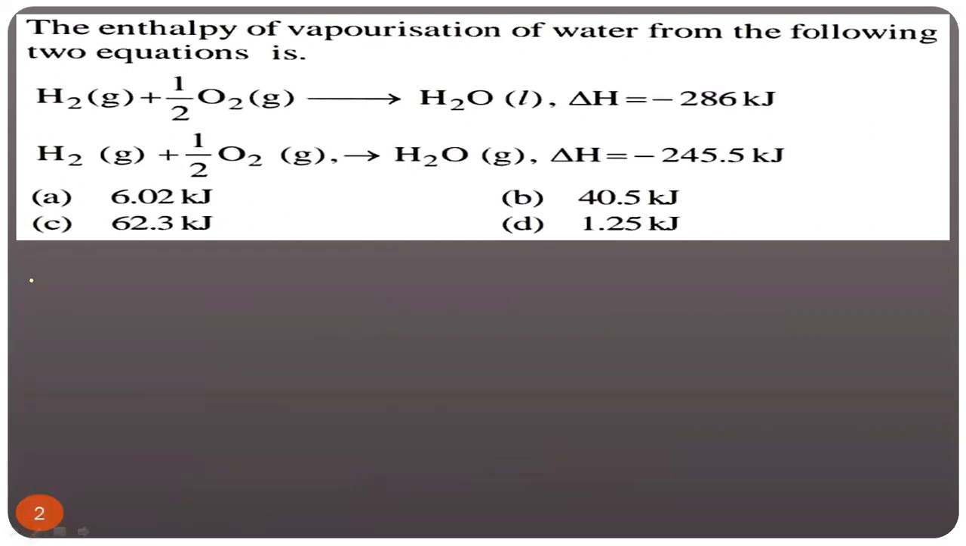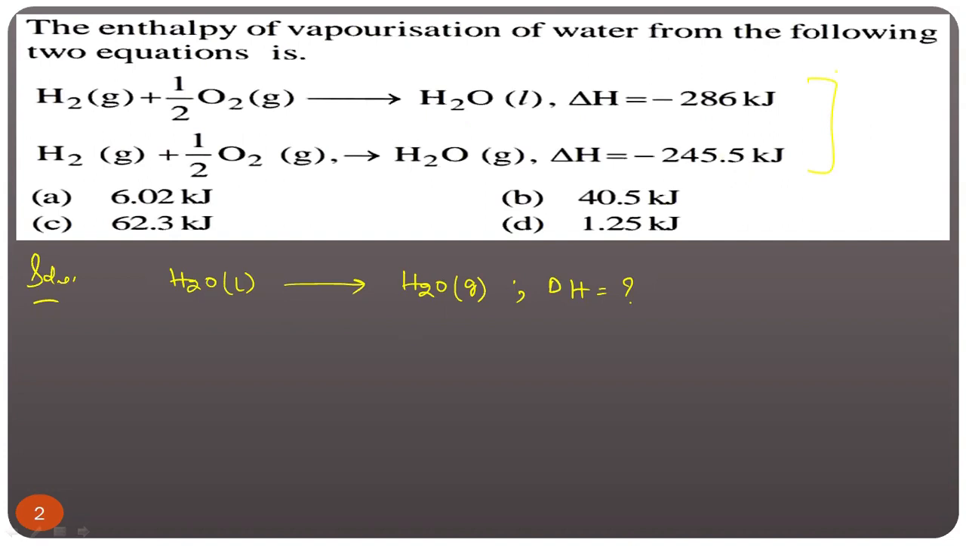Now solution. Okay, now they are asking the enthalpy of vaporization of water from the following data. You have been given this data, you have to find out the enthalpy of vaporization. That means water is converted to water vapor. This is the situation you have to reach here. That means you have to find delta H for this reaction by using this data.